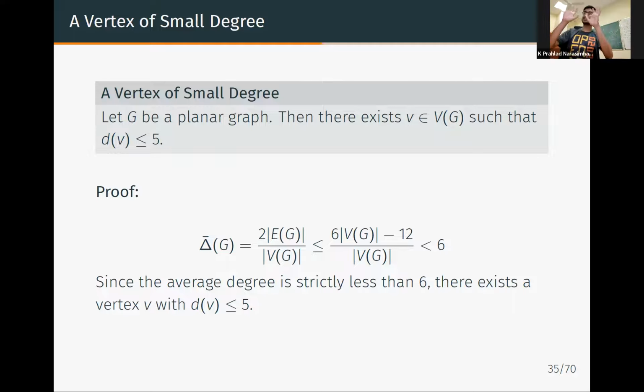So hopefully you get the idea of this. If you don't understand why this implication is true, think of what would happen if every vertex had degree at least 6. Then the average would be at least 6, right? So by contradiction, or by the contrapositive if you want to think of it that way, there must exist a vertex of degree at most 5, which proves what we were after.